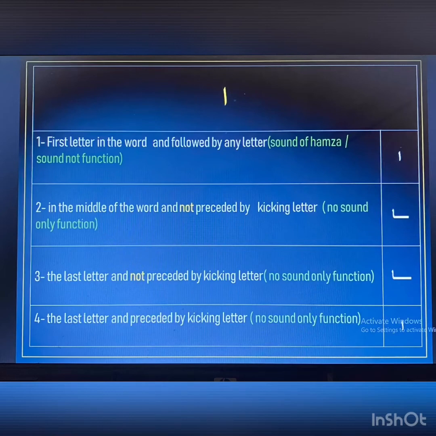The second is Alif will have the same sound of Hamza, which is A, O, or E, only when Alif comes as the first letter in the word. So Alif in the beginning will have the same shape of Hamza with the same sound, and whatever the position of Alif in the word, it will have no sound, it will have only function.